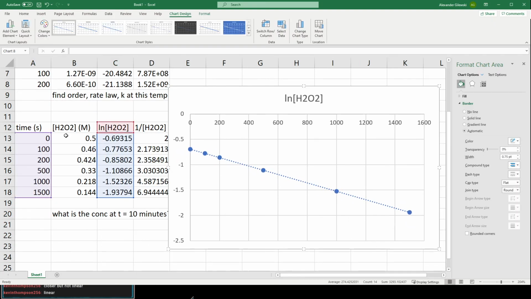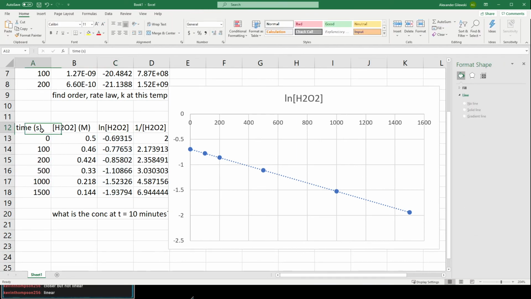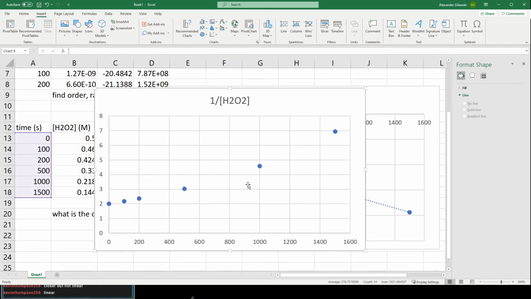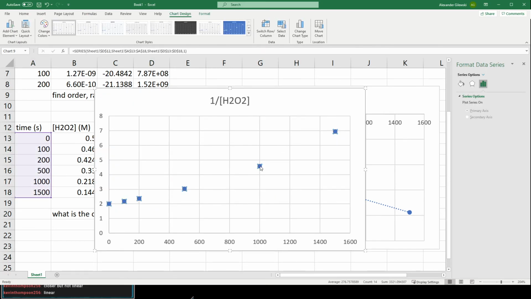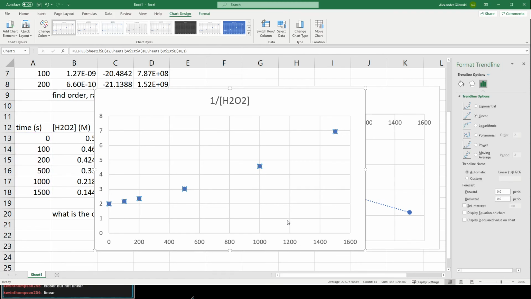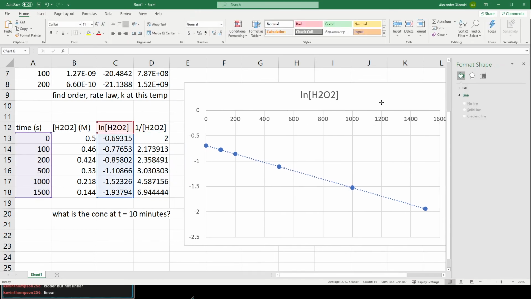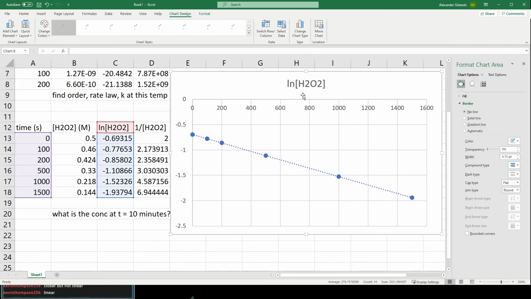But let's just double check again. Let's make sure that our inverse one is not the correct answer. In this case, yes, it looks indeed that we do not have something nearly as linear as the other one. So, I would say that this reaction is going to be first order because the natural log graph is the one that is linear.